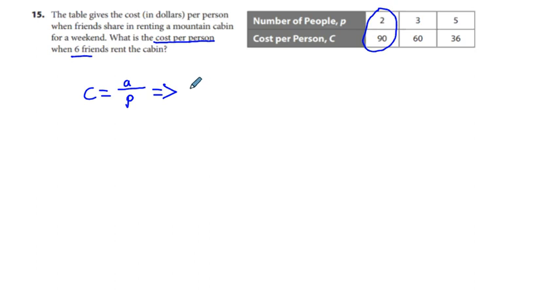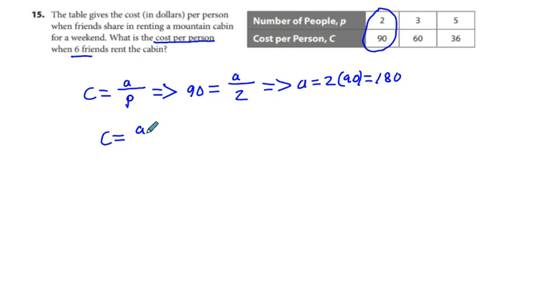So our cost per person, which is 90, is going to be equal to our constant variation A over the number of people 2. And if we cross multiply, A is going to be equal to 2 times 90, or 180. So our average cost per person is going to be A over P, and A we figured out to be 180, our constant variation, over P.